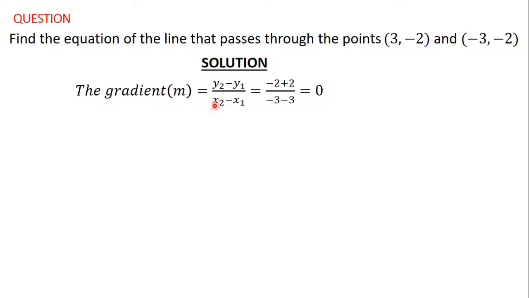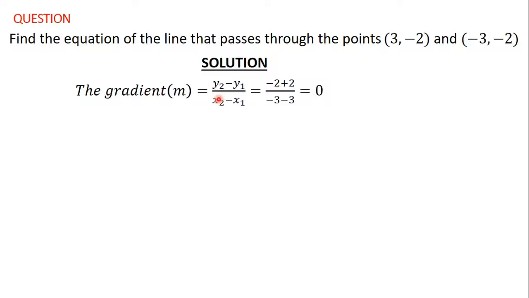We come to the denominator. We have x2 minus x1. x2 is negative 3 and x1 is 3. So we are going to have negative 3 minus 3. So the gradient of the straight line will give us negative 2 plus 2 divided by negative 3 minus 3. And this will give us 0. So the gradient of this straight line is 0.